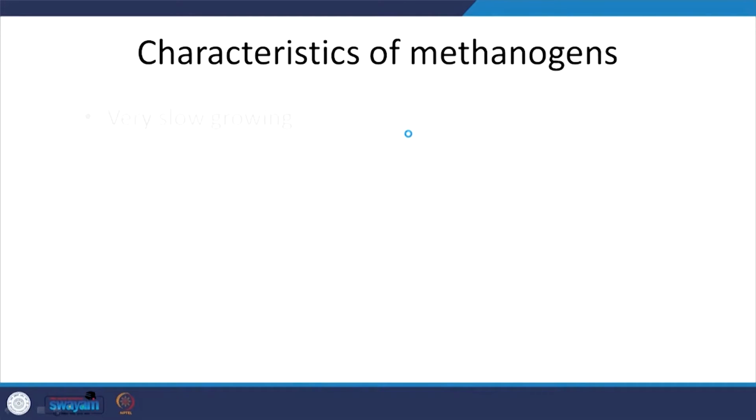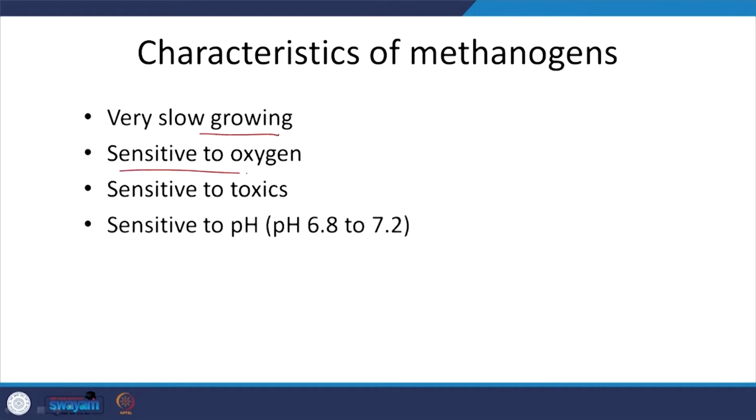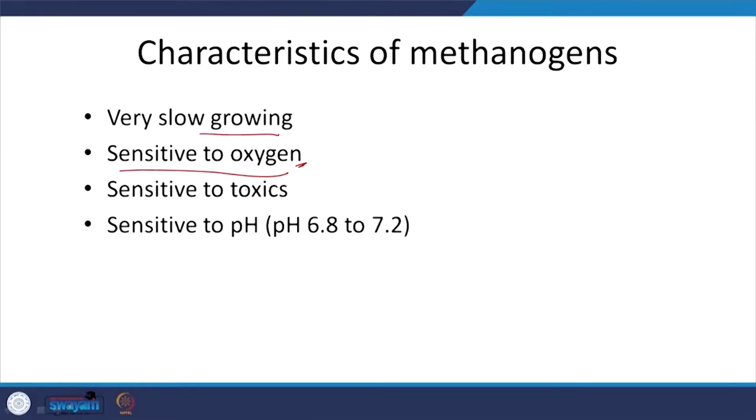So, characteristics of methanogens, as we mentioned, prima donna. I will just summarize what we have already looked at. Slow growing, very sensitive to oxygen. Some anaerobes, if they are facultative, maybe we should not classify them as strictly anaerobic, but there are obligate anaerobes. Even if you have some oxygen, that is going to affect their system, so they are pretty sensitive to oxygen. Sensitive to toxics, which toxics? We will look at that soon. As I mentioned, they have a very narrow range of pH within which they can thrive. That is one aspect to keep in mind.